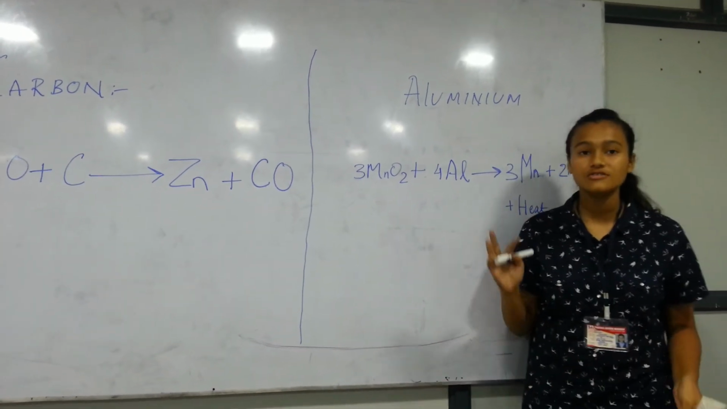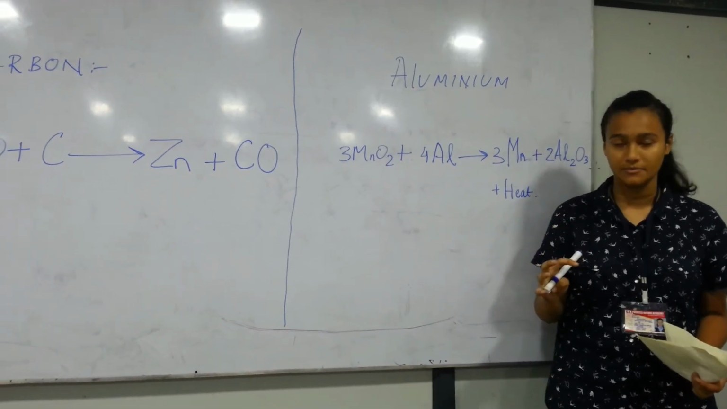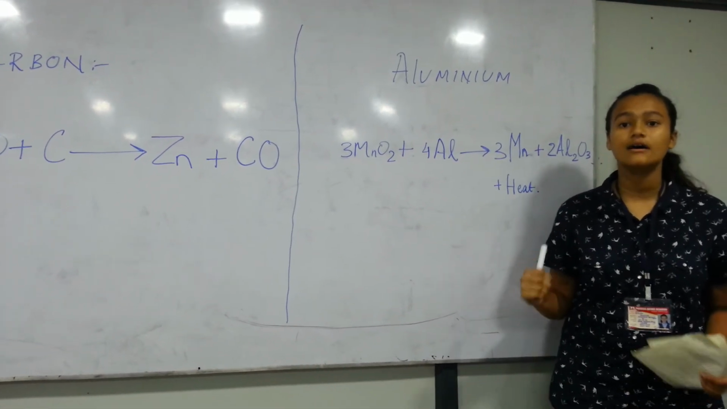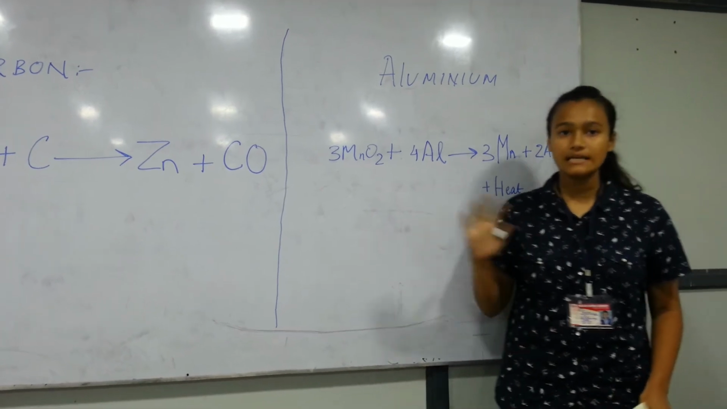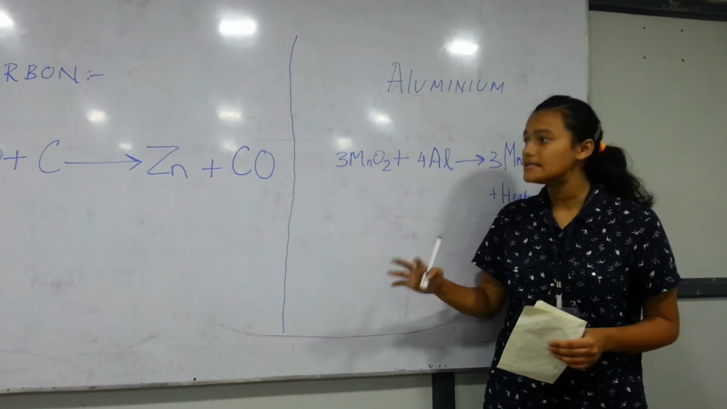So this reaction also tells us that the reaction with aluminium is highly exothermic, and it is also known as the thermite reaction. So from this discussion we came to know that we can do reduction by two things, carbon and aluminium.